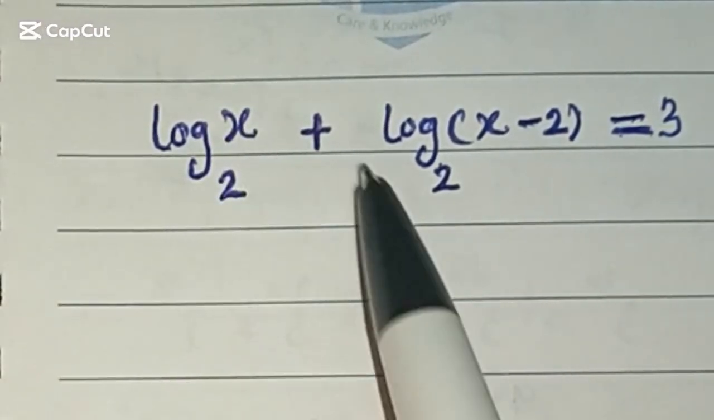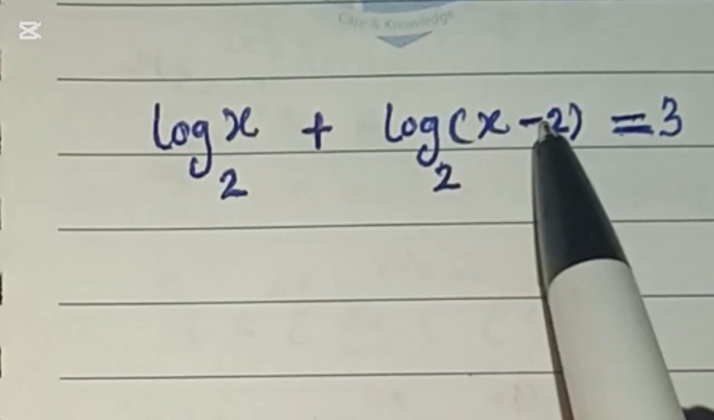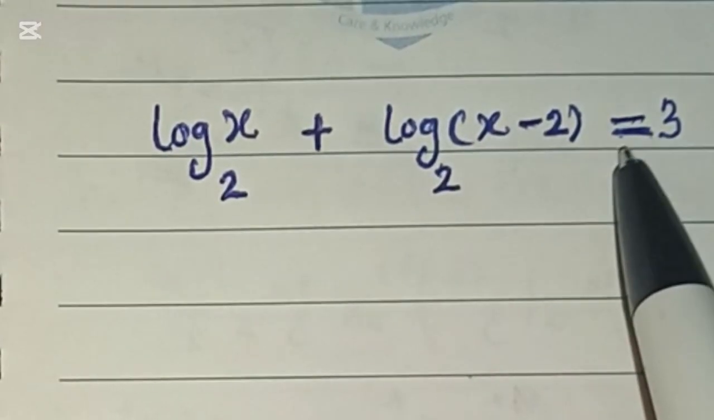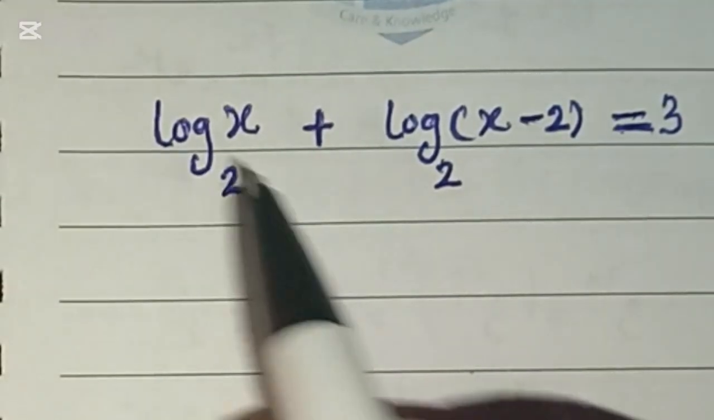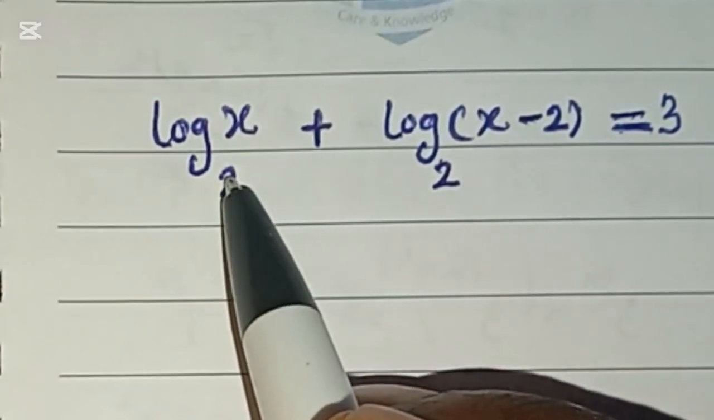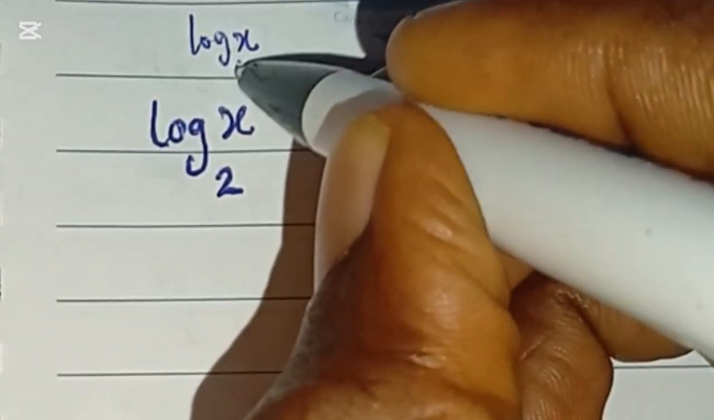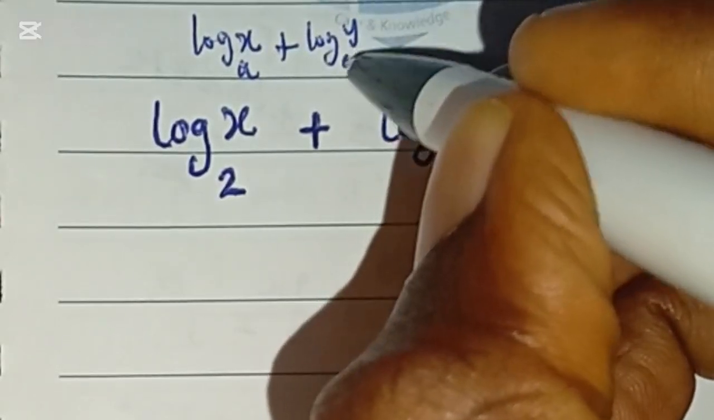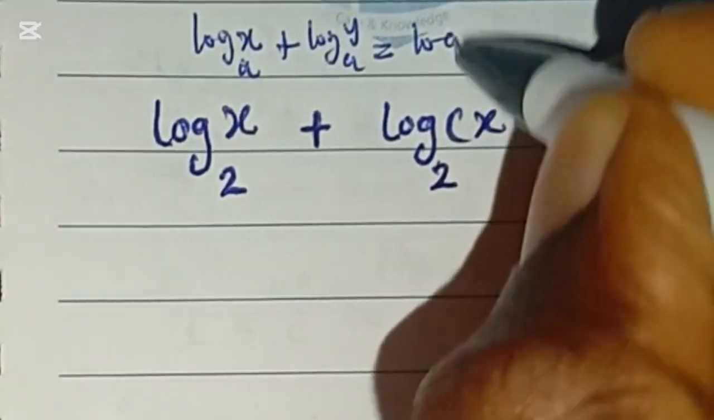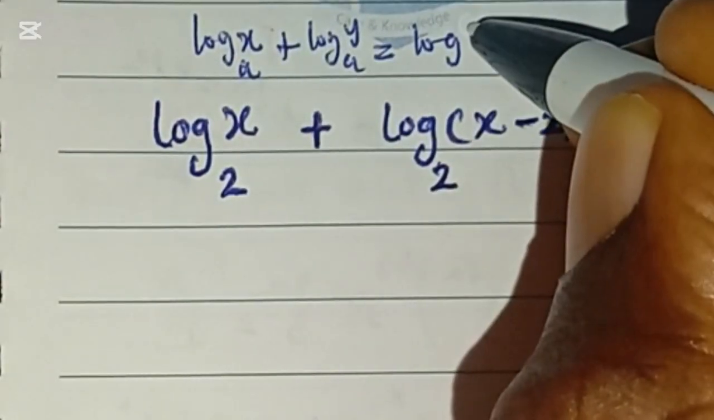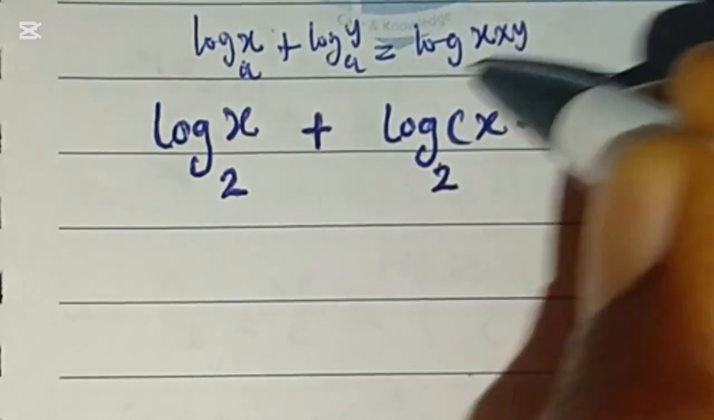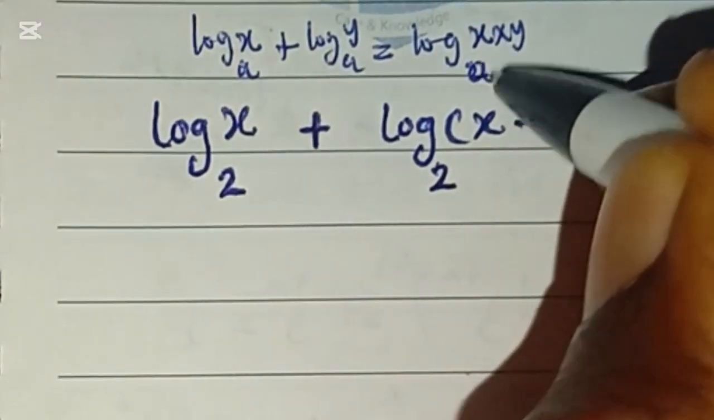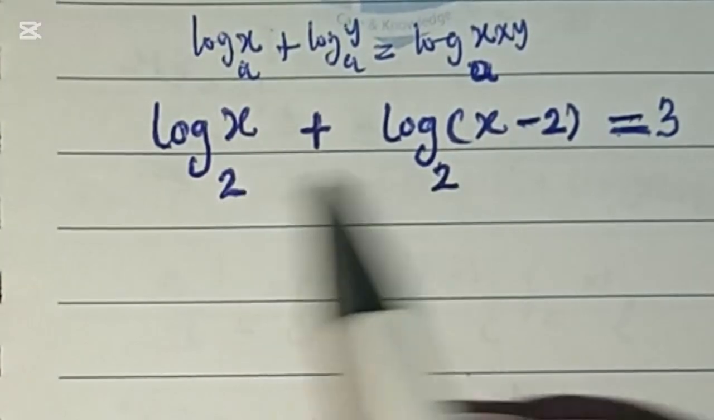Log x base 2 plus log (x minus 2) base 2 is equal to 3. So what we can easily do is apply the law of logarithms, which says that the summation of two logarithms, log x to base a plus log y to base a, is equal to the logarithm of the product, x times y, to base a. That's the same principle we're going to apply here.